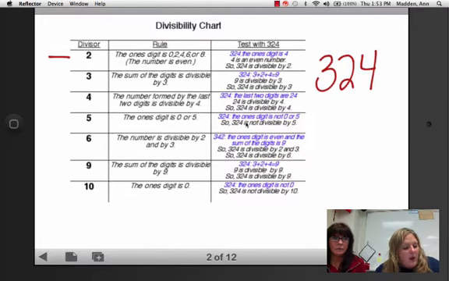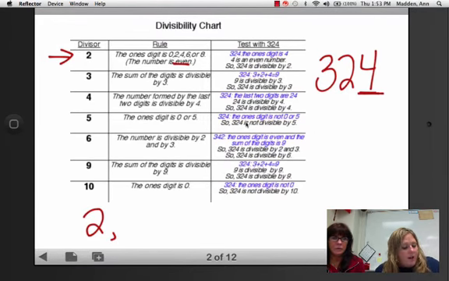What I have to do on that rule is look to see if the number is even. How can I tell if it's even? I look at my last digit there. 4 is an even number, so therefore I can divide 324 by 2. So 2 is one of my factors.